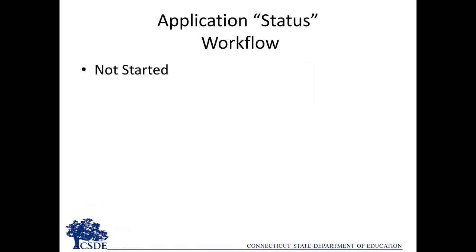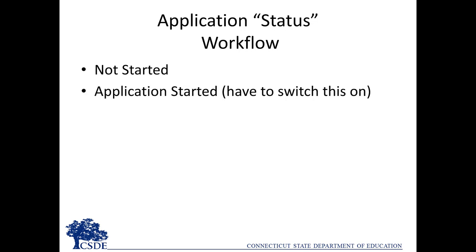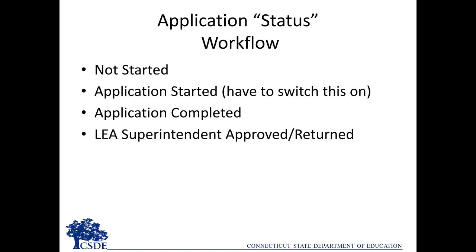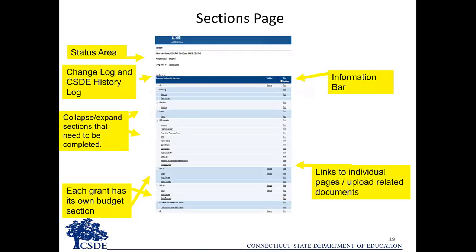The workflow itself, again, when you open it up, you're not started. You need to switch it to application started right there at the top of the sections page. Application completed, when you're done, you'll be changed into that. It's then going to go to your superintendent, who's either going to approve it or return it back to you for clarification around your pieces. And as I've shared before, the superintendent, by his approval and sending it through to the State Department, is actually giving his electronic signature saying that he has approved the application. We're able to get clarification from OSEP around this, and we do not need a hard signature anymore. The CSDE and BSE then would come to me. I would either approve it or return it back to you for some clarification around certain sections, and then it's released. So here's the sections page.